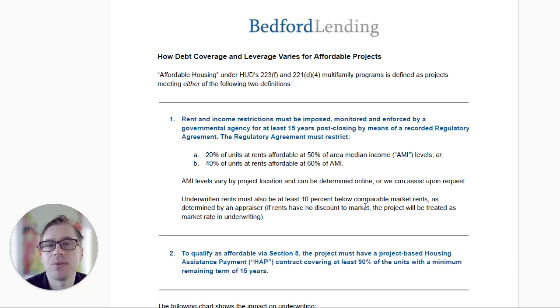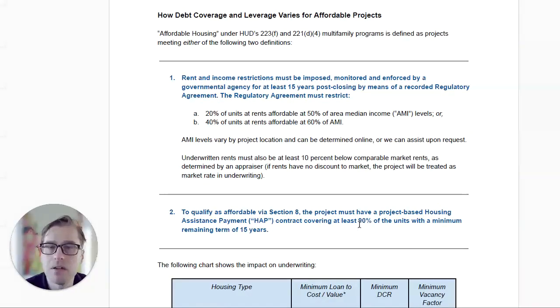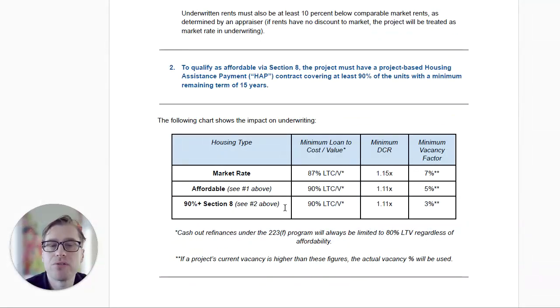So what is the net impact? What's the ripple effect of that on underwriting? Well, here's a matrix. You don't need to worry about the percentages too much. Cost is related to HUD's construction programs, values related to refinance. It's not worth getting into the minutia for the purposes of this video. Just know that in a market rate scenario, no affordability whatsoever, we're at 87% leverage, a 1.15 debt coverage ratio, and we underwrite with a 7% vacancy factor.